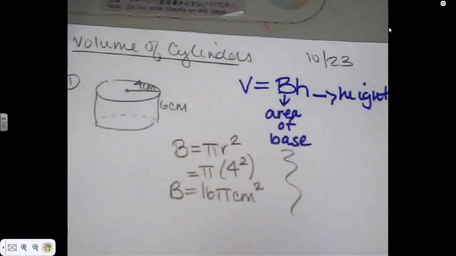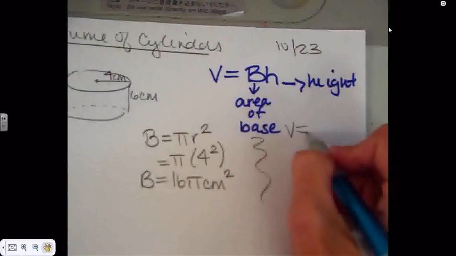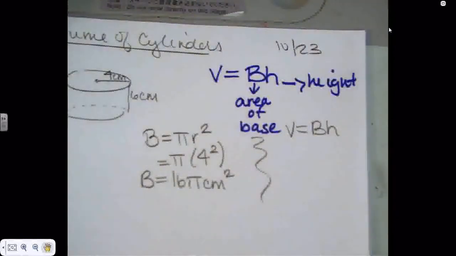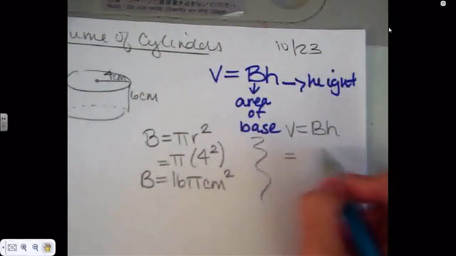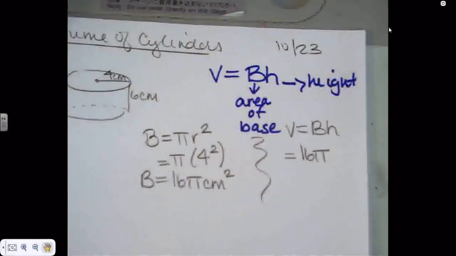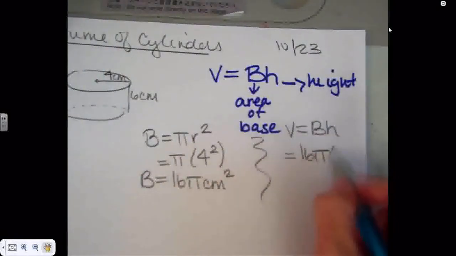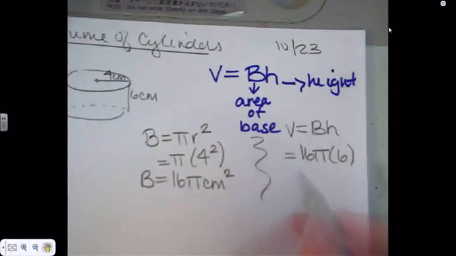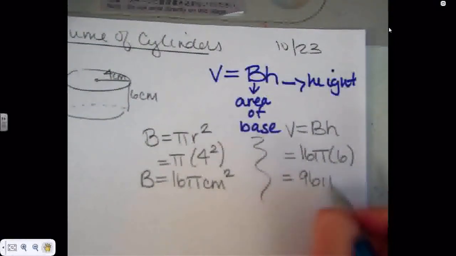Now I can plug it into my big formula. Area of the base times the height. My area of my base, we just found, was 16 pi. And I'm going to leave off the units for right now. And I'm going to multiply it by the height. So when you multiply 16 by 6, you get 96 pi.